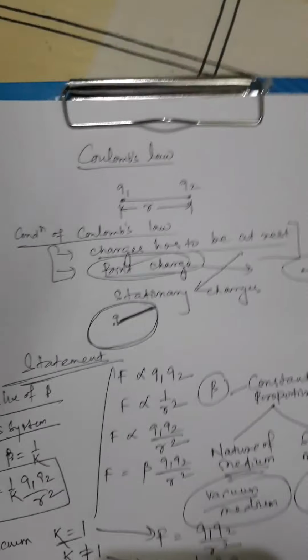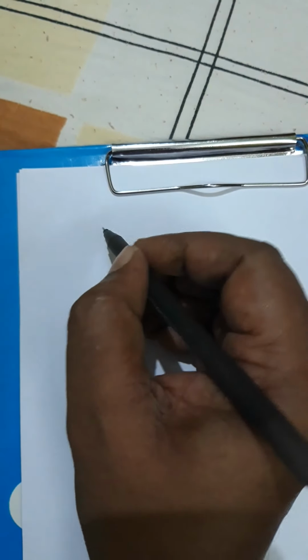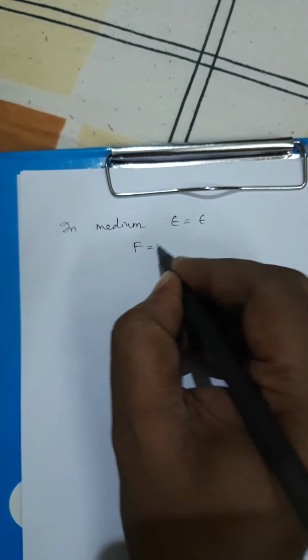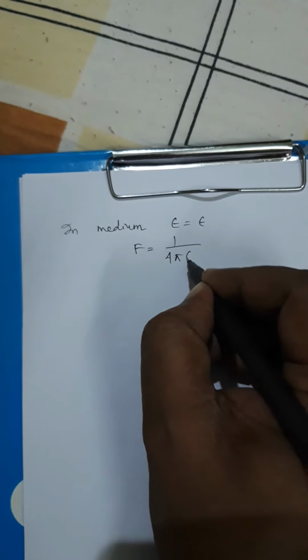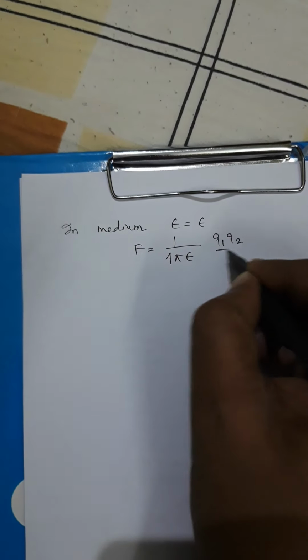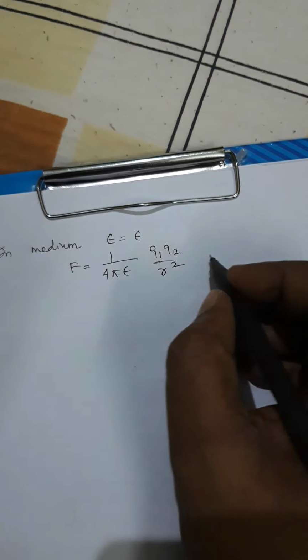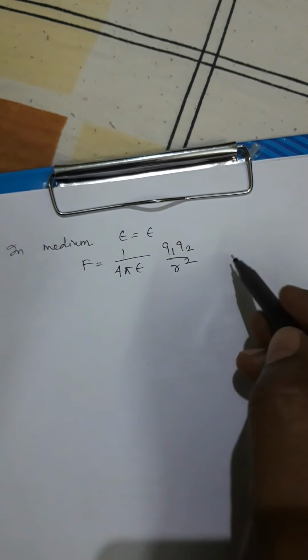Now in medium, we'll take epsilon, so this F is equal to 1 by 4 pi epsilon q1 q2 by r square.